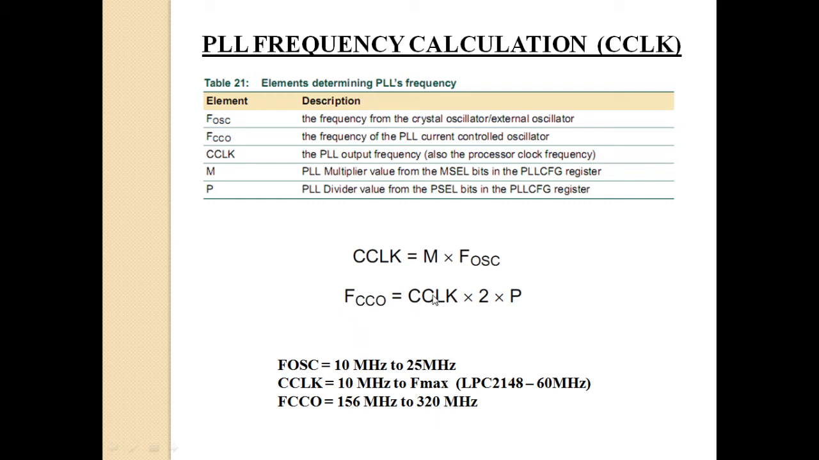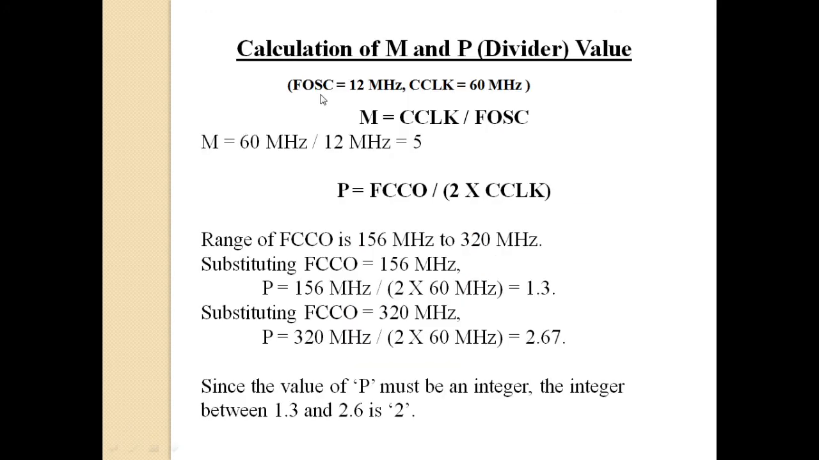Core clock is 60 megahertz. So what should be the value of P? You need to calculate the value of P. So by calculating the value of M and the value of P, you can configure the PLL 0. Let us take one example. F oscillator is 12 megahertz, required CCLK is 60 megahertz. So what should be the value of M and P?